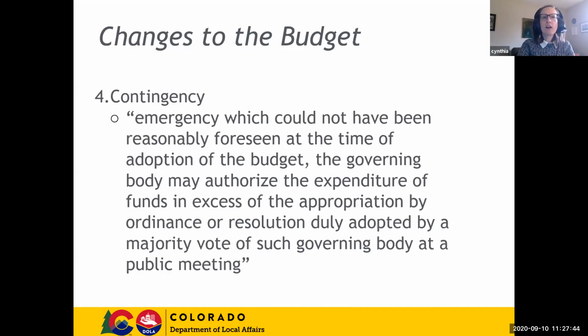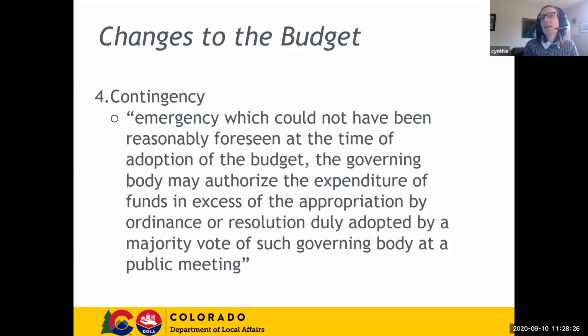And then the budget law also talks about contingencies. And this is where there's something that the board didn't foresee when they adopted the budget, and again, this is certainly a year where you would potentially see this, they could adopt a budget contingency where, let's say, they're going to take some of their reserve balance that they didn't initially appropriate and adopt a resolution. Again, they would have a public meeting for this and adopt a budget contingency.